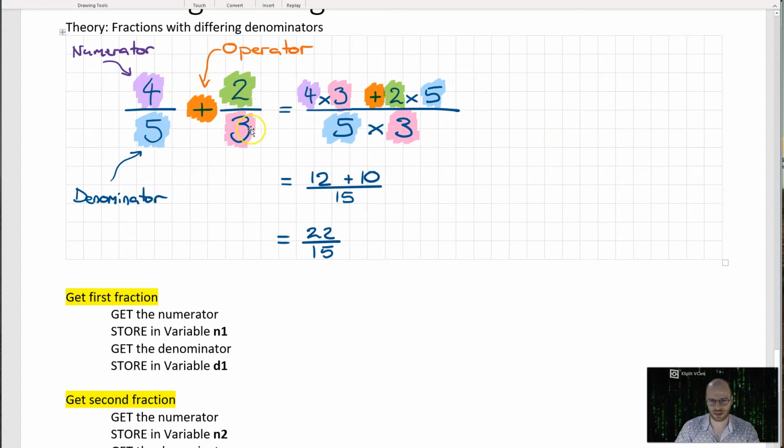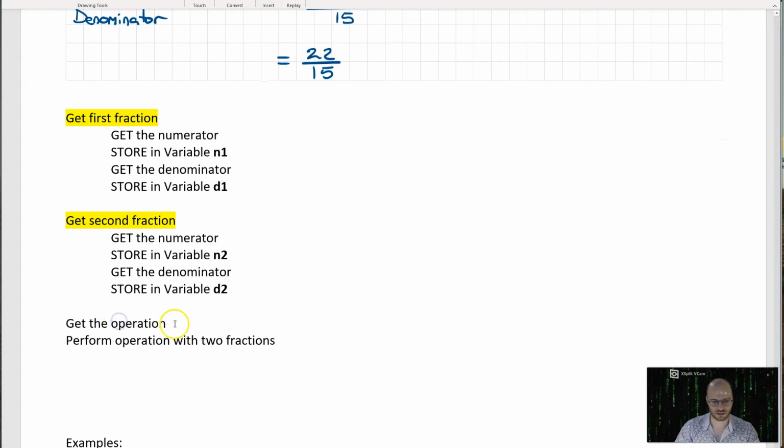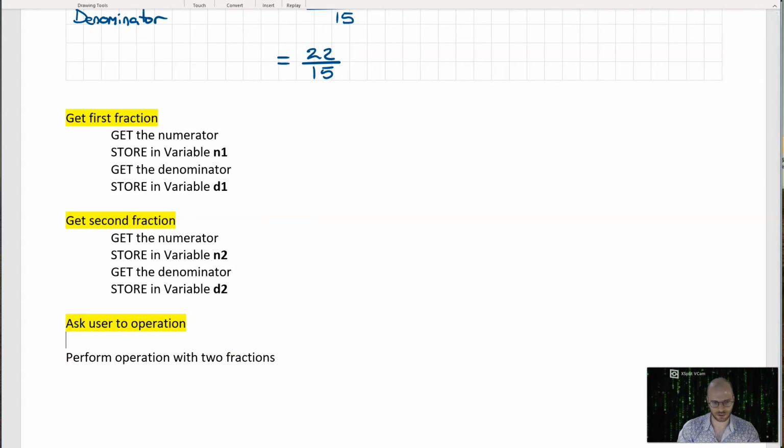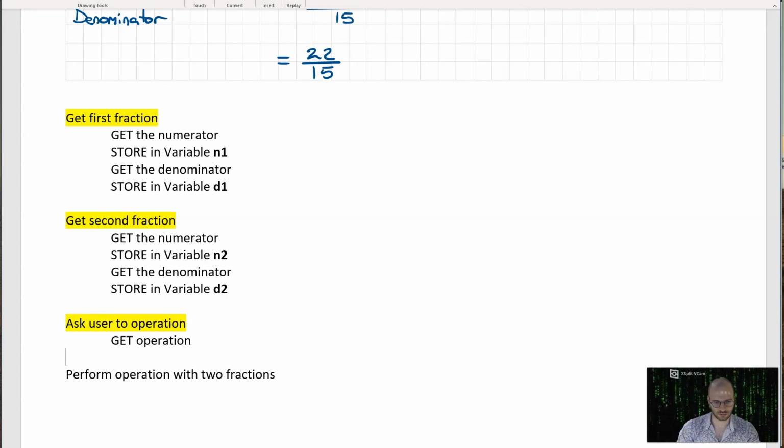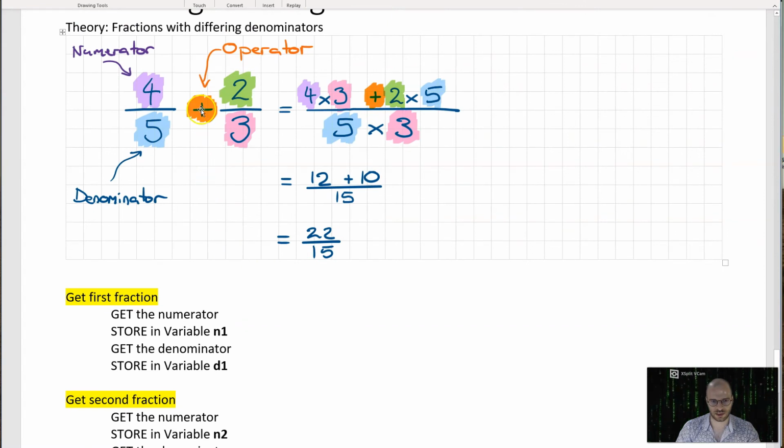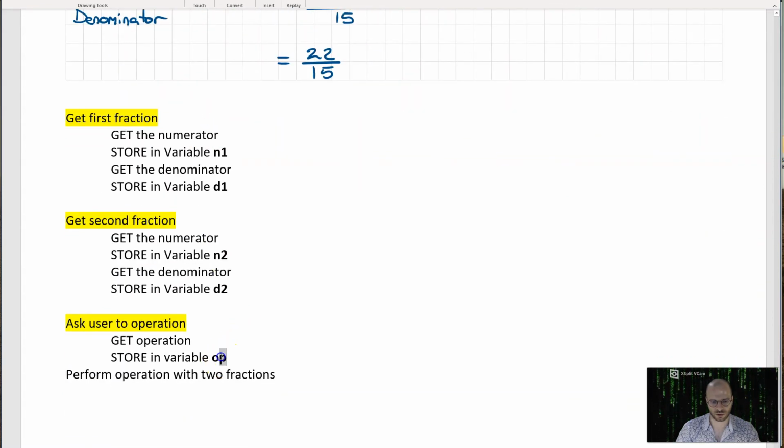Now we need to figure out, are we going to add the two fractions or are we going to subtract the two fractions? So we need to ask the user, we're going to go for plus or minus. So we'll go ask user for operation, and we'll highlight that. So this is a top level step. Then we'll say get operation, like so. And we will store in variable, and we'll call it op, like so. So we're going to ask the user, do we want to add or do we want to subtract? And we're going to store it in this variable op here. Okay, so far so good.